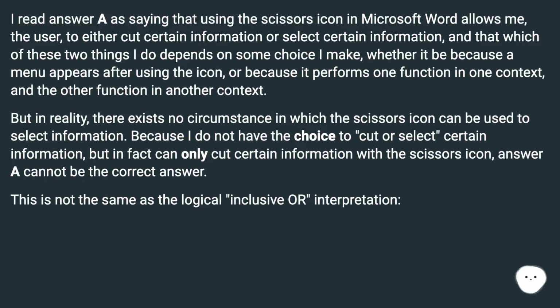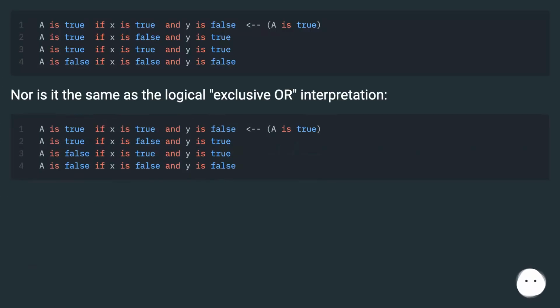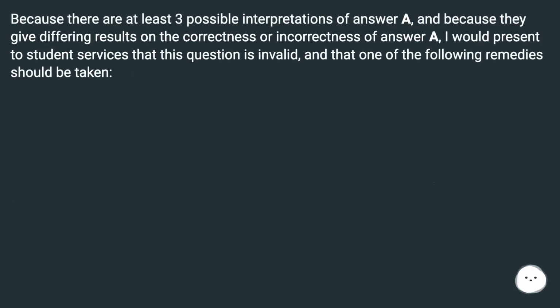This is not the same as the logical, inclusive, or interpretation. Nor is it the same as the logical, exclusive, or interpretation. Because there are at least 3 possible interpretations of answer A, and because they give differing results on the correctness or incorrectness of answer A, I would present to student services that this question is invalid, and that one of the following remedies should be taken.